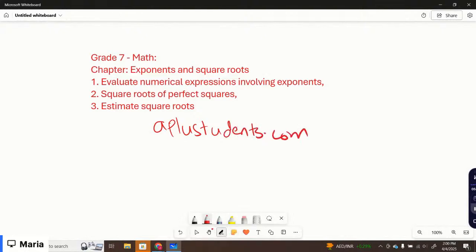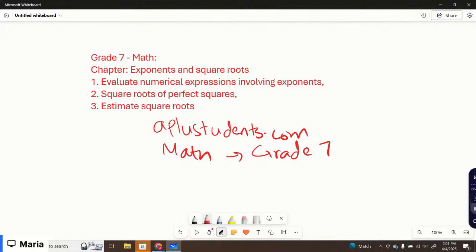You have to log in there using your email address and password as provided by the administrator. Then you have to select math from the subject tab, scroll down to grade 7 math, and then click on view all lessons. There you can find a list of the chapters.